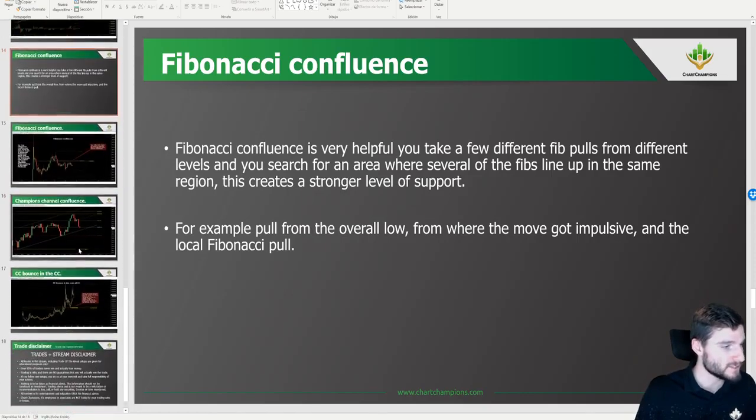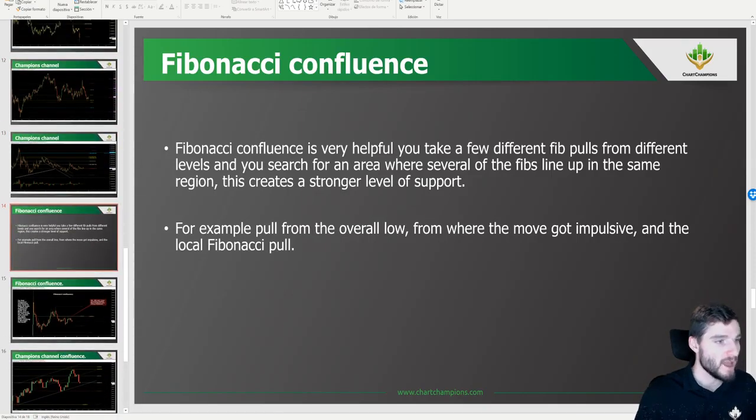But yeah, going back to the slide that I had listed here. So Fibonacci confluence is helpful. You take a few different fib pulls from different levels, and you search for an area where several of the Fibonacci lines line up in the same region. This creates a stronger level of support. For an example, pull from the overall low, from where the move got impulsive, and the local Fibonacci pull. So that would give you 3 different Fibonacci pulls. Obviously, you'd be putting it in this example from to the same high.